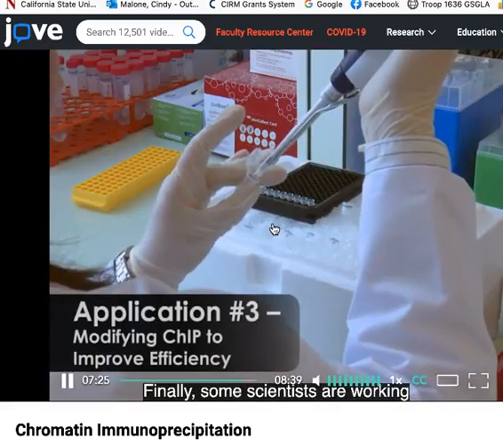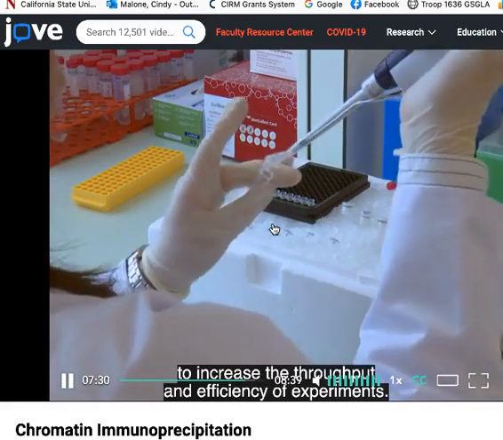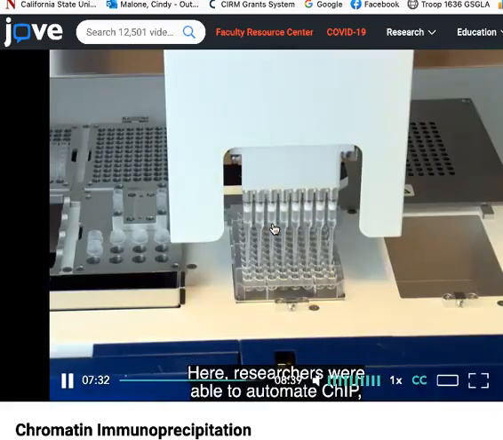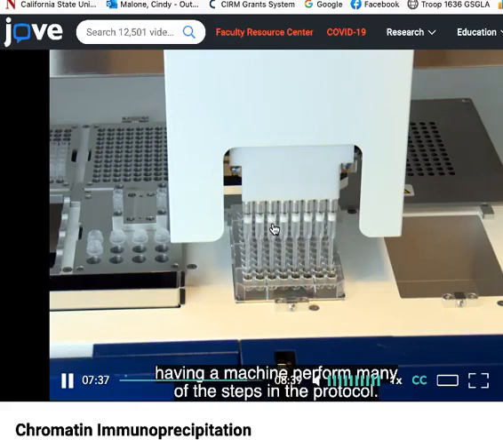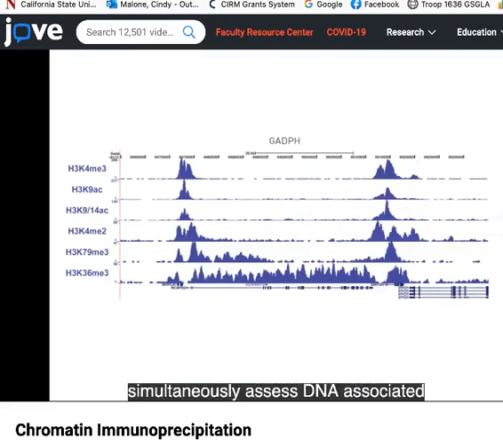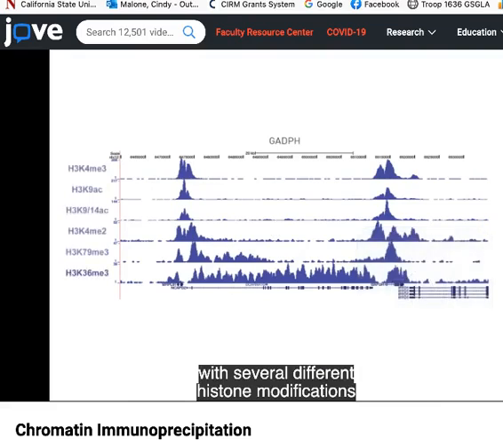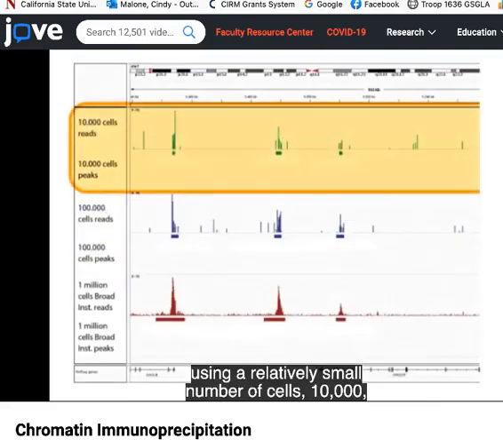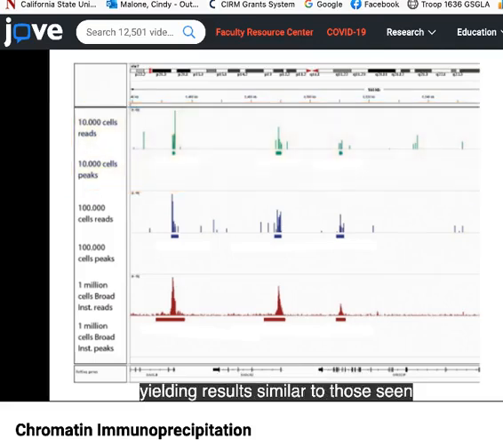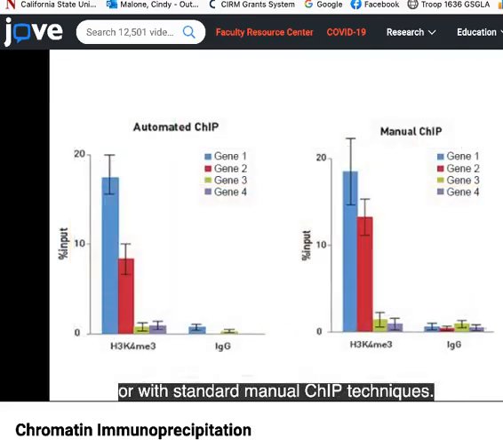Finally, some scientists are working towards streamlining ChIP procedures to increase the throughput and efficiency of experiments. Here, researchers were able to automate ChIP, having a machine perform many of the steps in the protocol. This allowed researchers to simultaneously assess DNA associated with several different histone modifications, using a relatively small number of cells, 10,000, yielding results similar to those seen with larger cell numbers, or with standard manual ChIP techniques.